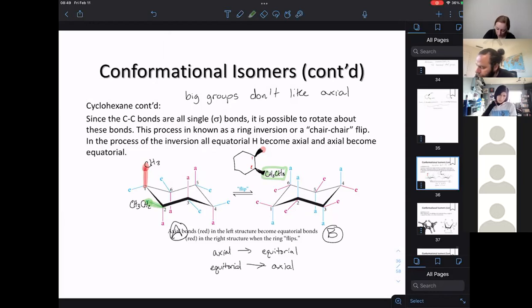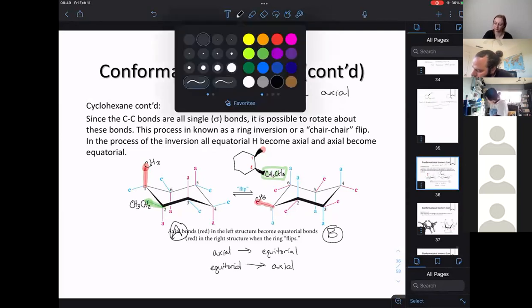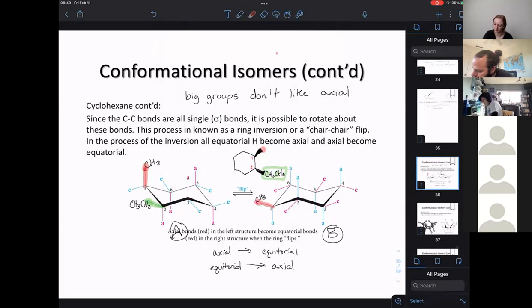So then when we do our chair flip, this becomes equatorial, the methyl group does. And when we do our chair flip, this green one becomes the axial position. And again, that was our ethyl group. Okay, so then which of these two conformations is more stable, A or B?